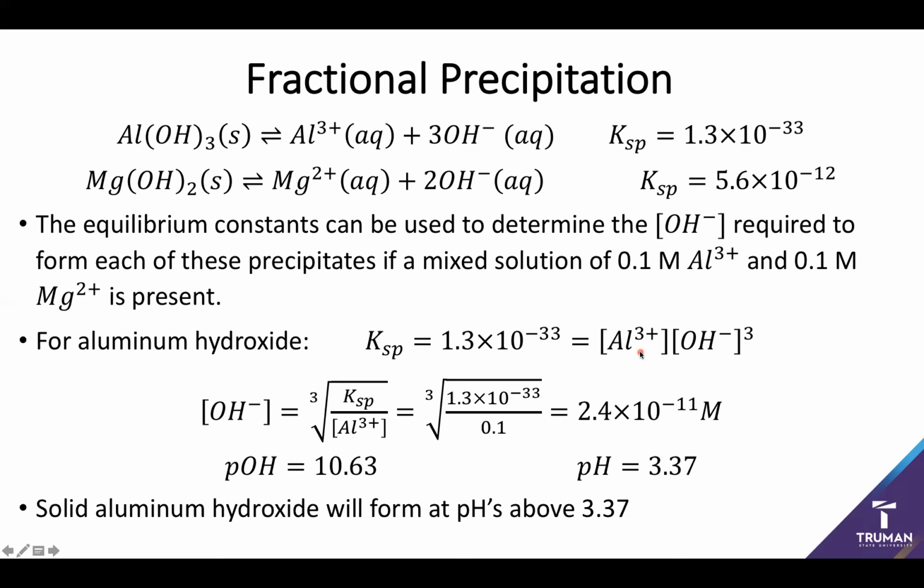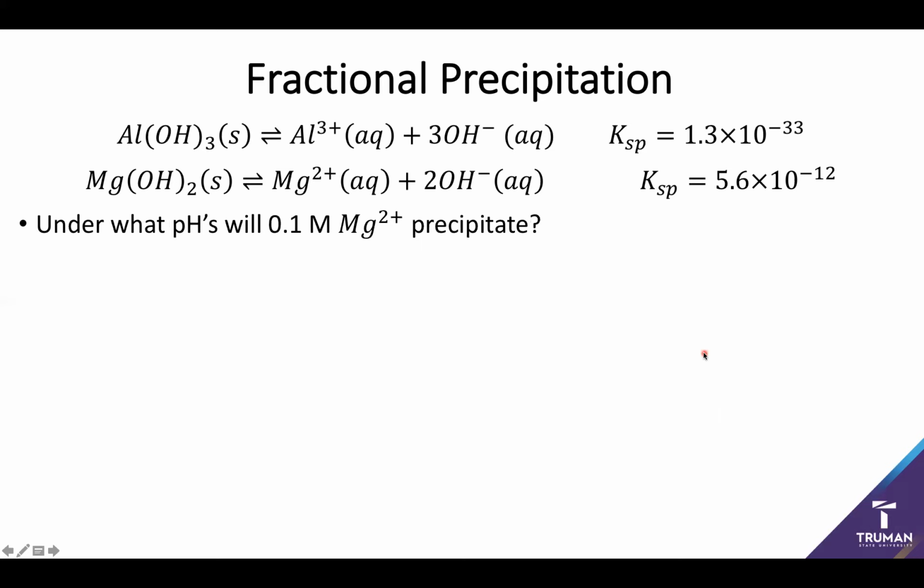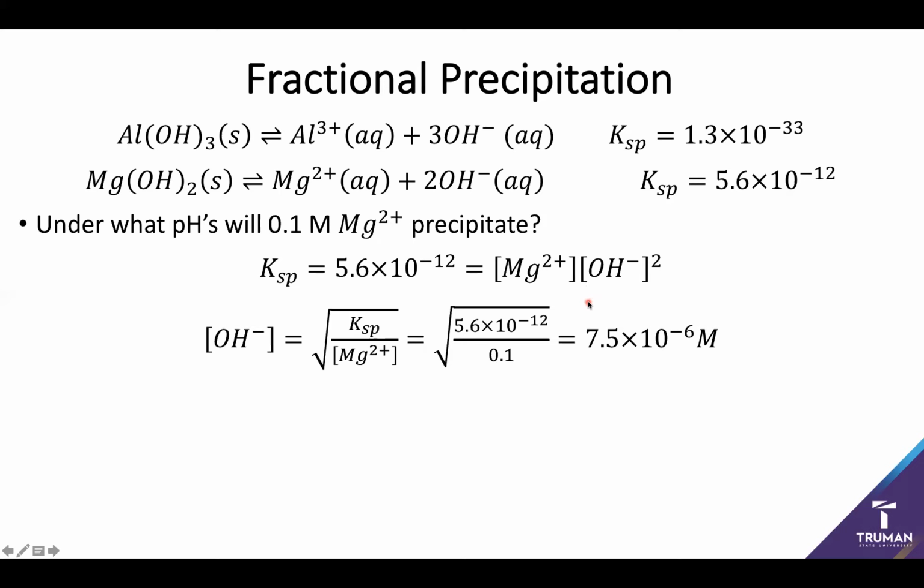And you can essentially figure out what the aluminum concentration is at any hydroxide concentration using the techniques we already showed for buffers. Now, what would end up happening for that magnesium system? At what pH will it start to precipitate out? So we can again set up something very similar, then solve for the hydroxide concentration using a magnesium concentration of 0.1. And we find that it takes a concentration of 7.5 times 10 to the negative 6 molar or greater for the magnesium hydroxide to precipitate.